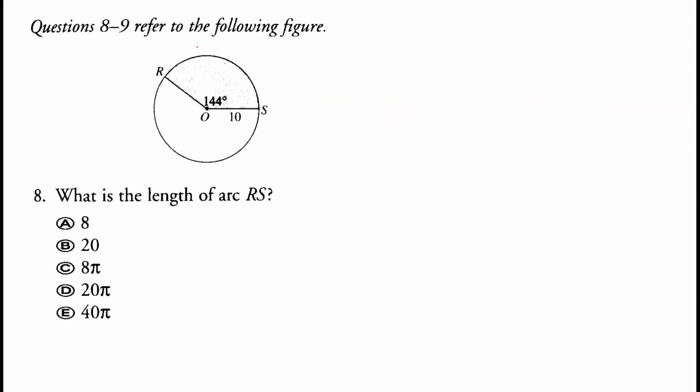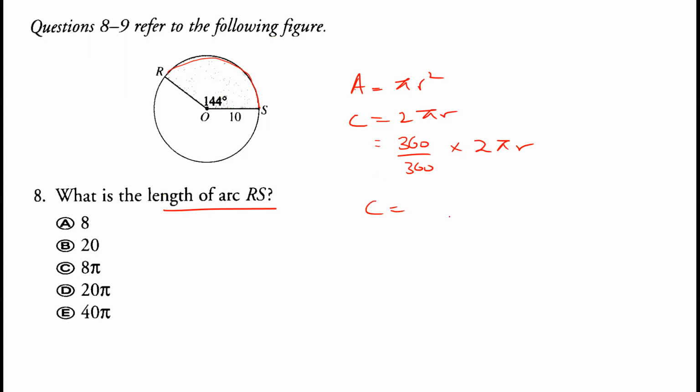Now questions 8 to 9 refer to the following figure. What is the length of RS? So this RS is this. The area is pi r square, circumference is 2 pi r. Now obviously this is for the whole circle. So in a whole circle, this is 360 divided by 360 into 2 pi r. Now over here we are talking about 144. So the circumference would be 144 over 360 into 2 pi, and r is your 10.